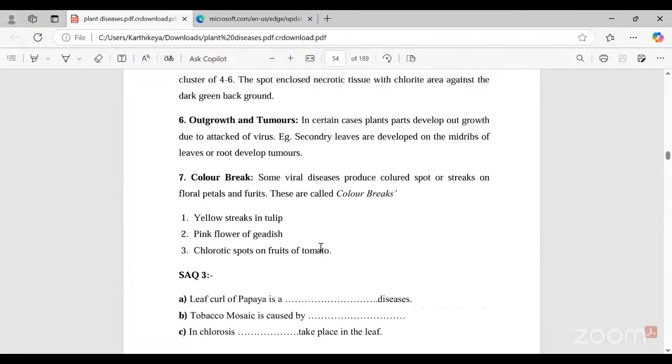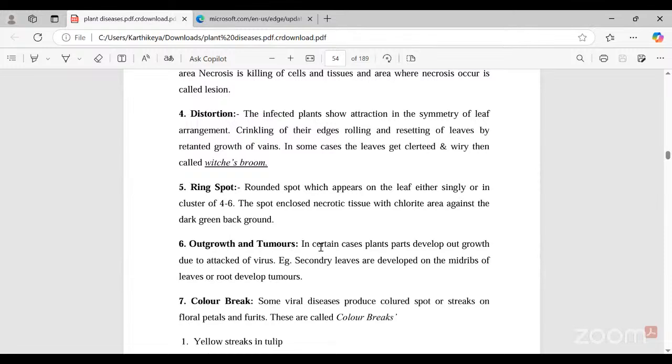Next one is the ring spot, a rounded spot which appears on the leaf either singly or in clusters. The spots enclose necrotic tissues, and the area turns dark green in color.